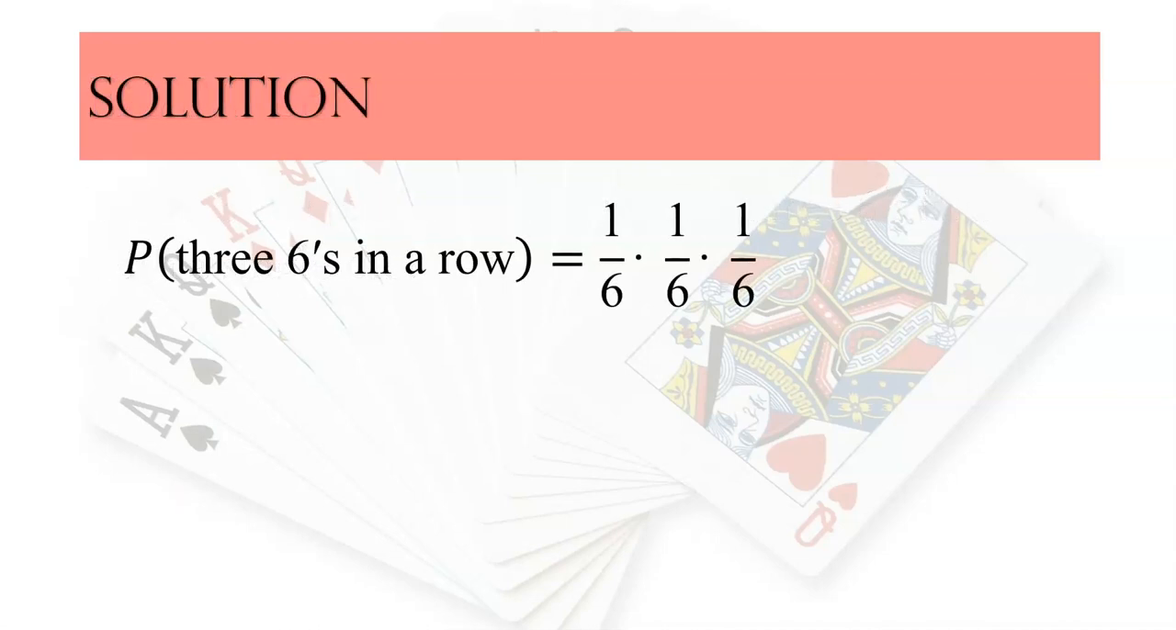So the probability of rolling one 6 is 1 out of 6 because there's one 6 on a die and 6 sides total. Since I'm rolling it 3 times in a row, I just need to multiply 1/6 times itself 3 times, and to figure this out I just multiplied it straight across. 1 times 1 times 1 and 6 times 6 times 6 gave me a probability of 1 over 216.